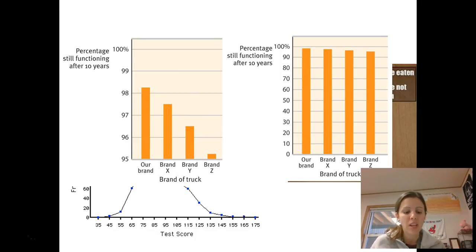So for example, if I'm looking at this graph here on the left, I would say that I would never buy brand Z. Brand Z just seems totally bad compared to our brand or even brand X. But if I look at this graph over here, there's really not a whole lot of difference to me between our brand and X, Y, and Z. But they're really the exact same thing. They've just been shown on different scales.